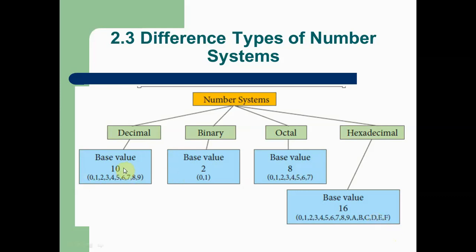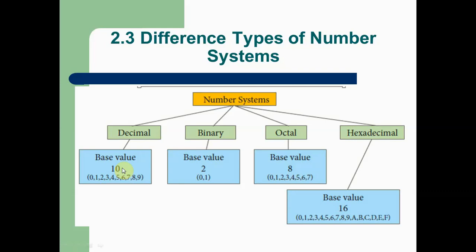You can see the decimal number system base value is 10, the binary number system base value is 2, the octal number system is 8, and the hexadecimal number system is 16. The base value is used to identify what type of number is used by the computer.